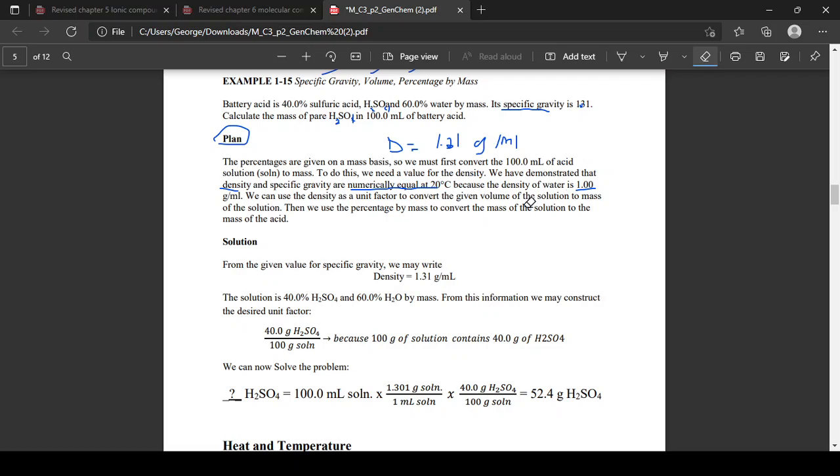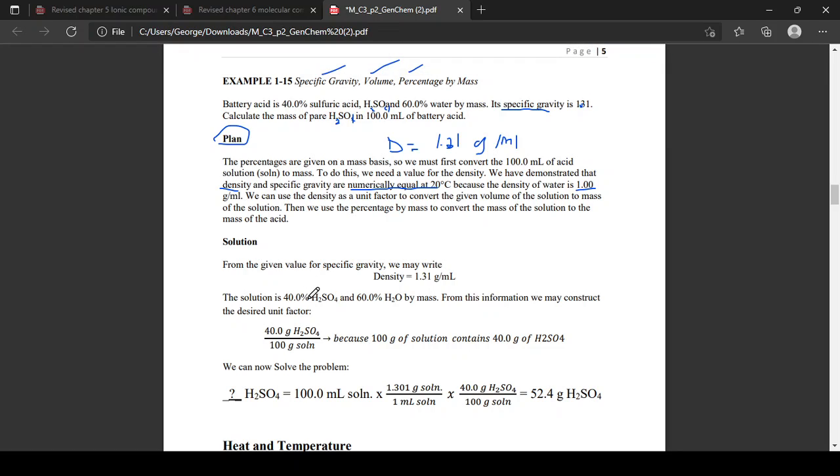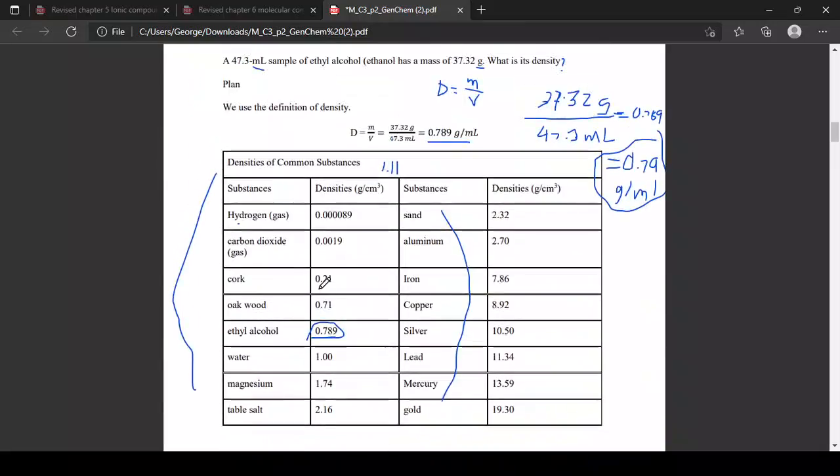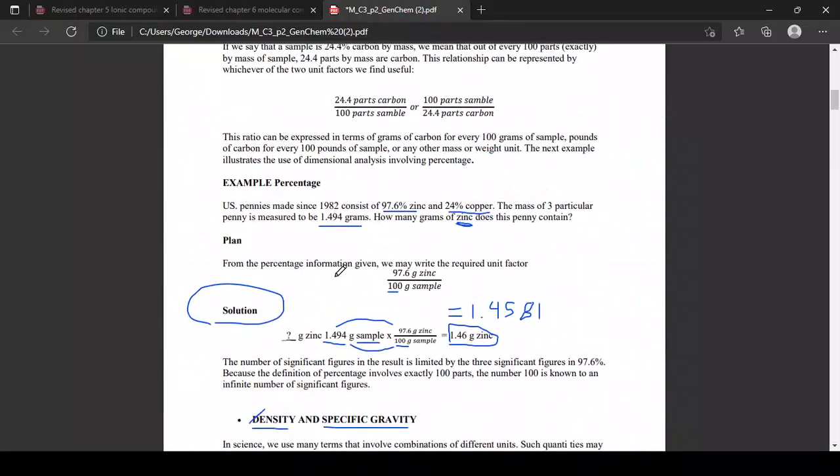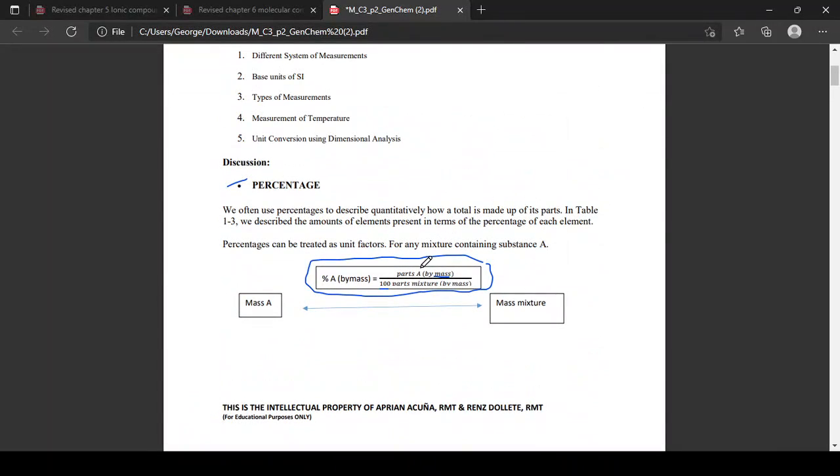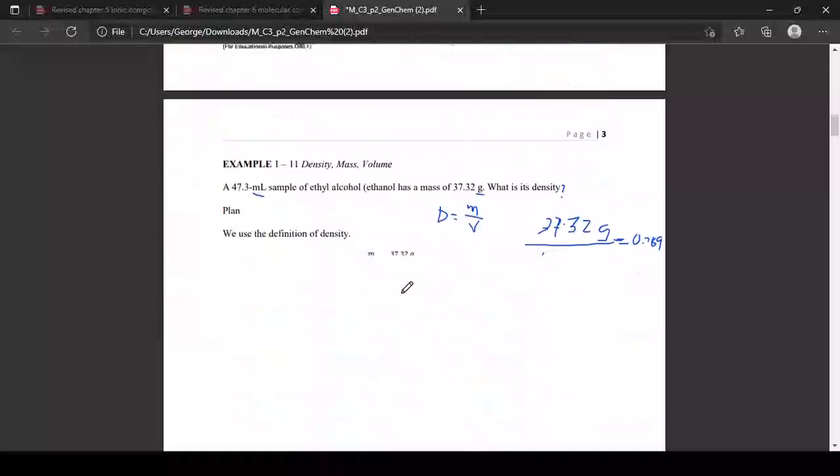Now that we have found your density, kids, the solution is now 40% H2SO4 and 60% H2O by mass. From this information, we may construct the desired unit factor into, kaya lang inapangita natin kids, calculate the mass of your H2SO4 in 100 ml. So therefore, ano calculate H2SO4 or ang H2O? Of course, ang H2SO4 kaya mo ginapangita. That is now your substance A.